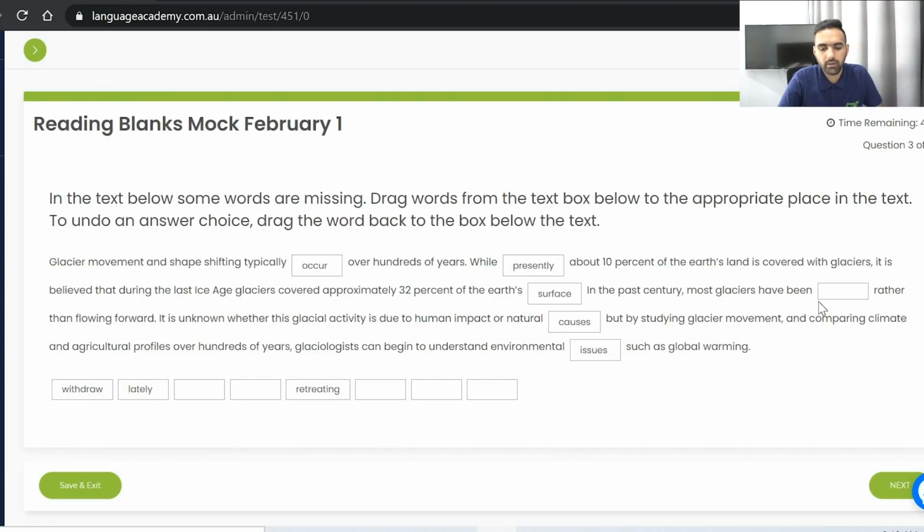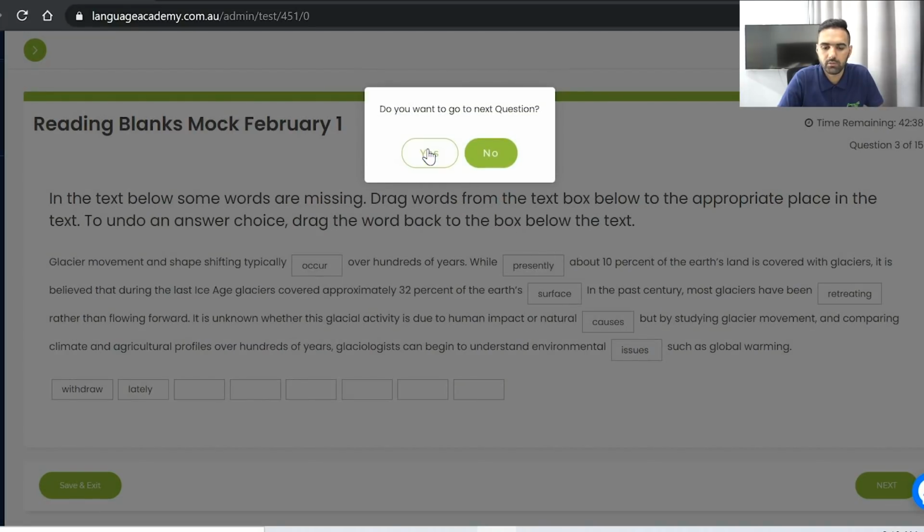Now we are left with one blank and three options. Have been, I told you, something with ing or ed. Have been withdrawn, you'll always say this have been withdrawn by someone. This have been lately won't make any sense. By default, retreating will be the right answer. This is how you solve any passage you have got. If you've got this correct, well done. Let's move on to another one. 2 minutes for this, please.